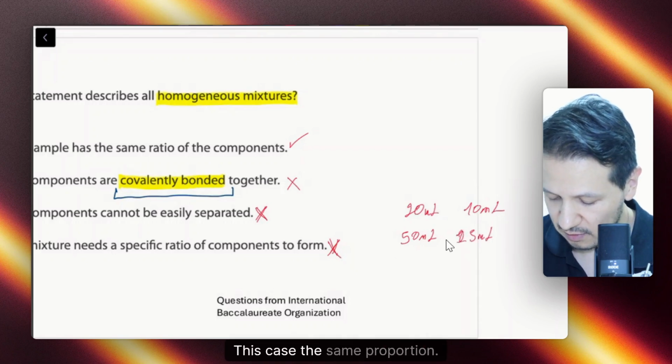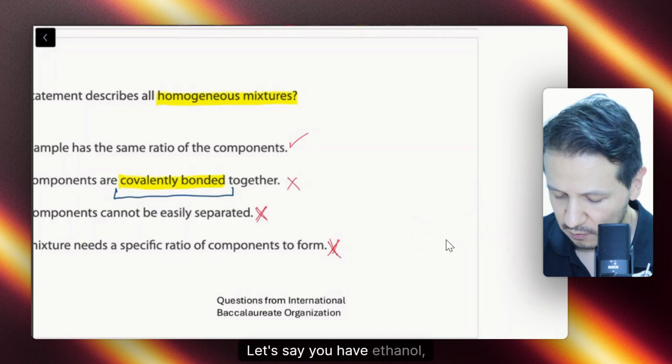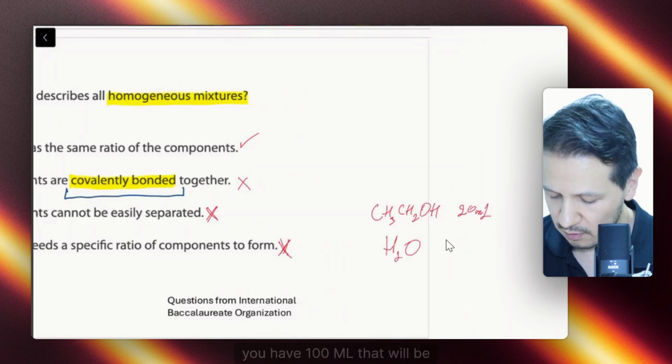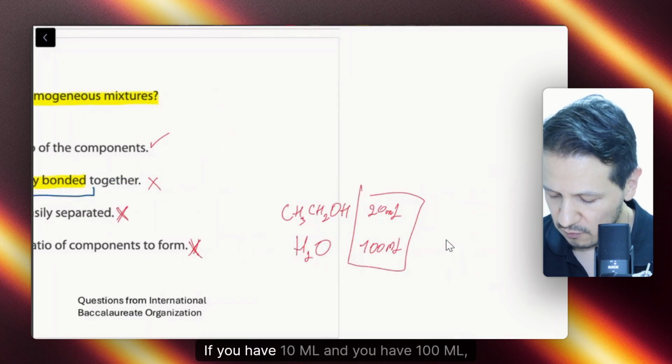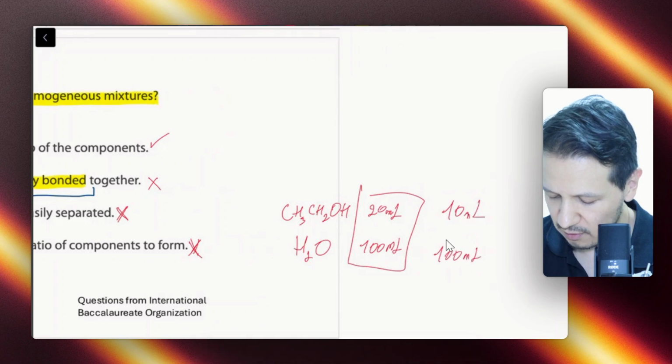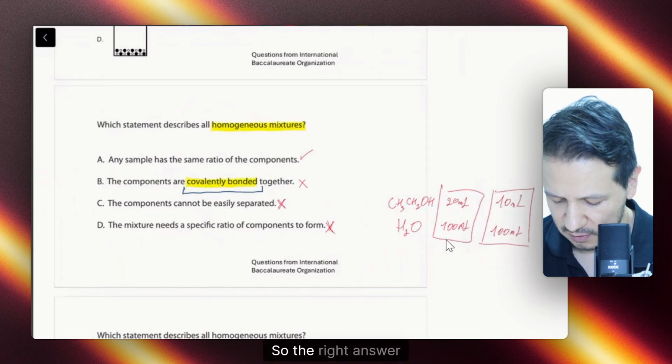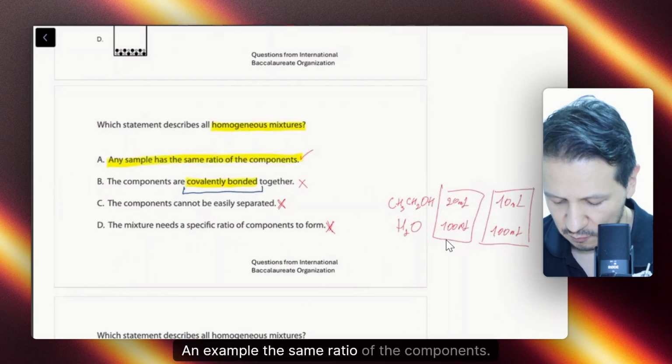Okay, this case is the same proportion. Let's say you have ethanol, 20 milliliters, and water, 100 milliliters. That will be homogeneous. If you have 10 milliliters and you have 100 milliliters, this will also be a homogeneous mixture. It won't affect. So the right answer is A, the same ratio of the components.